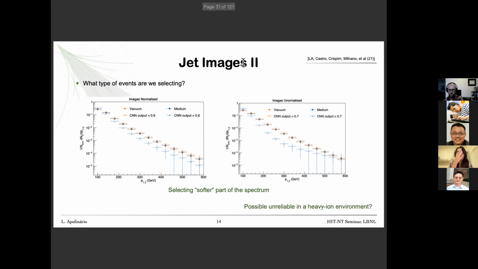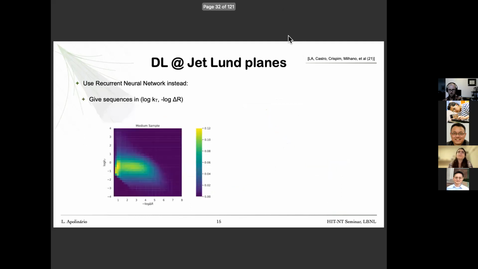Now, one of the complaints that people can make with respect to this approach is that jet images are, of course, not very reliable in a heavy ion environment. In fact, I think it was Mateus who told me that they actually tried this already in ALICE, and it didn't work out. Of course, because the background here is really large, and the information that we encode here is blurred by the background contamination.